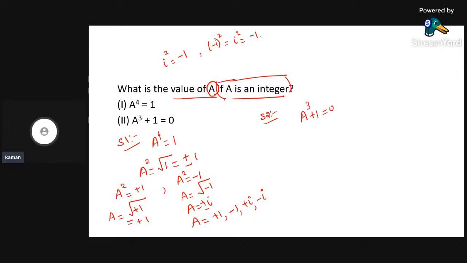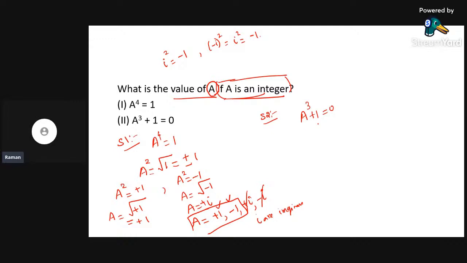The information given is that a is an integer, so you can eliminate the imaginary terms. Complex numbers are not integers. Still you're not able to find the value because you have two options, plus 1 or minus 1. So with statement 1 alone you cannot say. Move to the second statement.